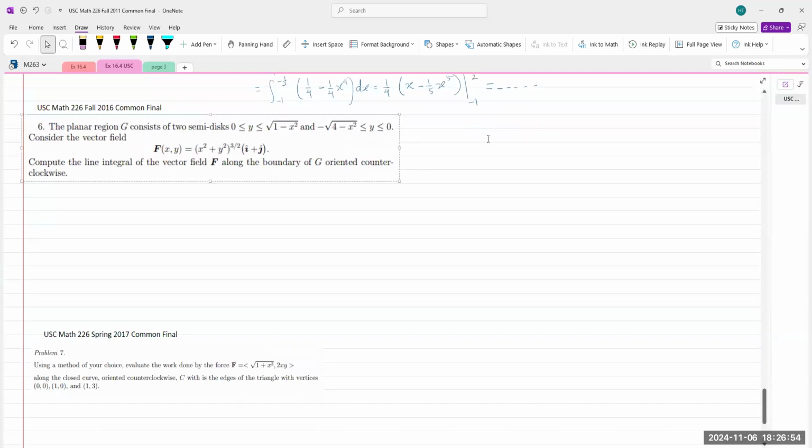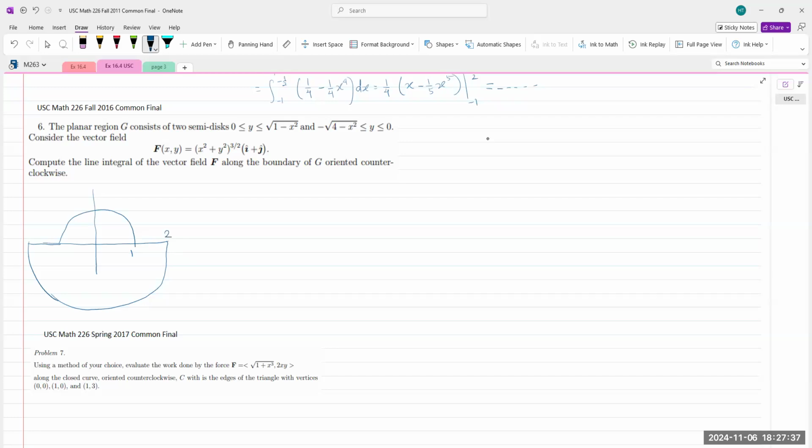From 416, we have the planar region G consists of two semi-disks where y is between 0 to square root of 1 minus x squared. That's the disk with radius 1. And y between negative, so that's a radius 2. Why does it look so ugly? It looks like that, okay. So this is radius 1 and then this is radius 2.